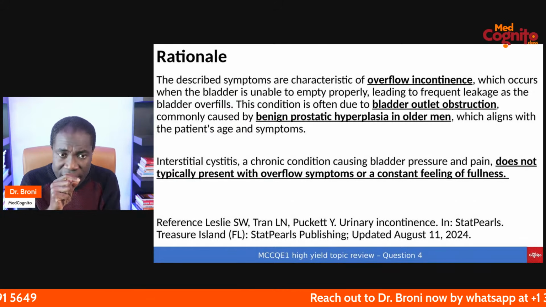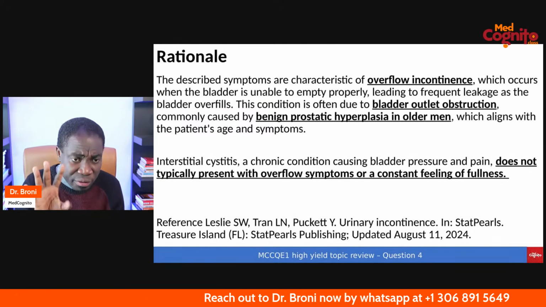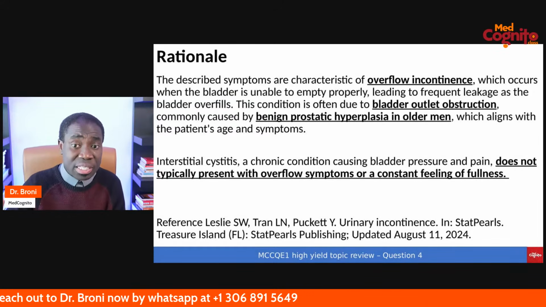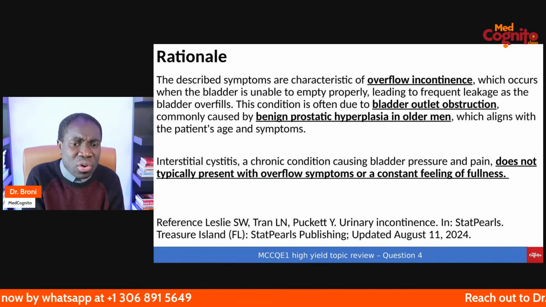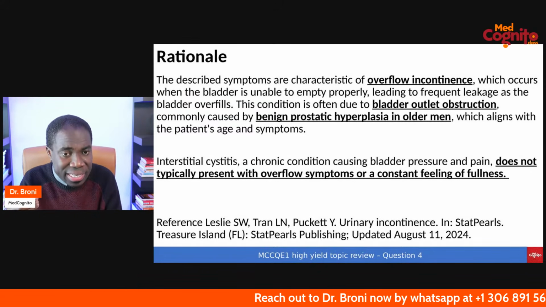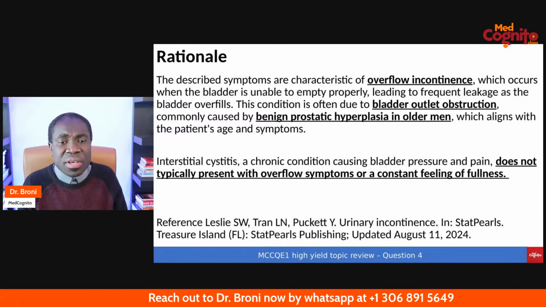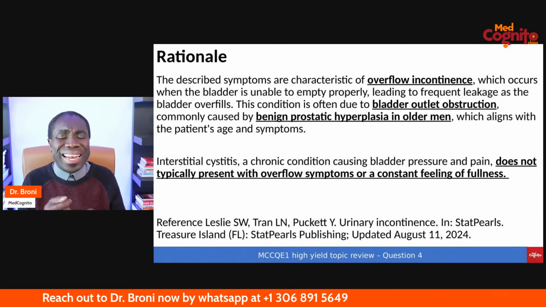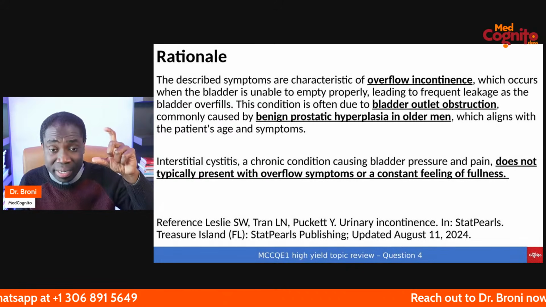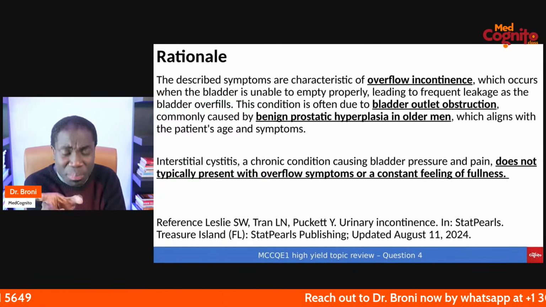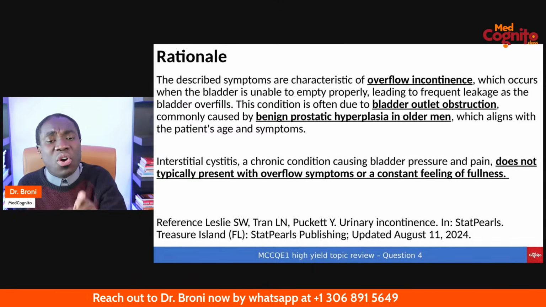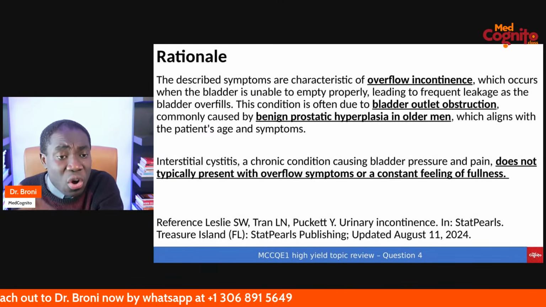Now, the described symptoms are characteristic of overflow incontinence, and hang in there because I'm going to go into details and do a lot of deep teaching today, which occurs when the bladder is unable to empty properly, leading to frequent leakage as the bladder overfills. Now, this condition is often due to bladder outlet obstruction. So think about it. This is an older gentleman, and we know that at the tip of the bladder sits the prostate gland, right? Commonly caused by benign prostatic hyperplasia in elderly men.